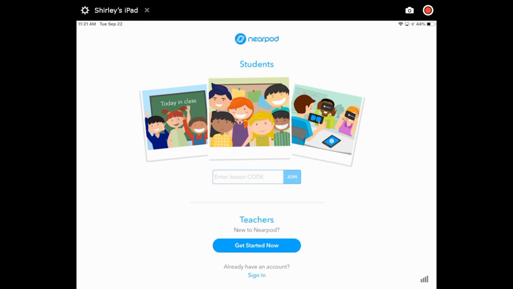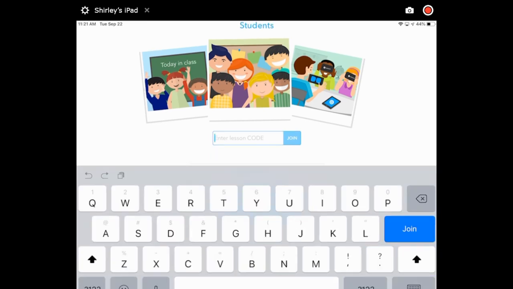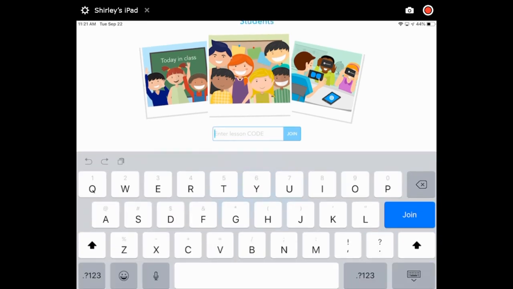Taylor, I appreciate you looking out for my iPad battery. Thank you, thank you. Sometimes I try to see how low I can get it each day. I'm really bad at remembering to charge it.